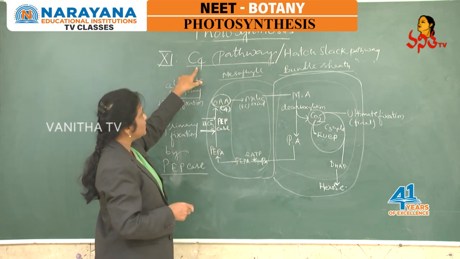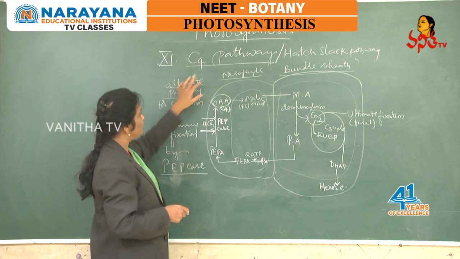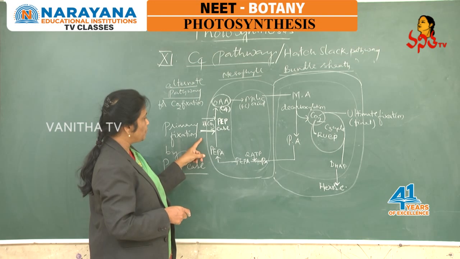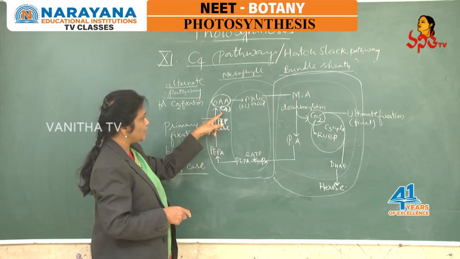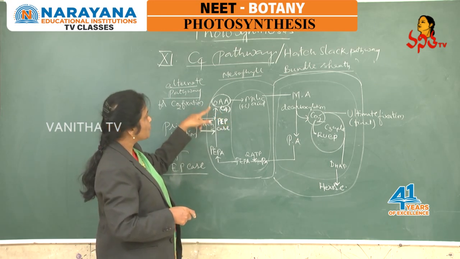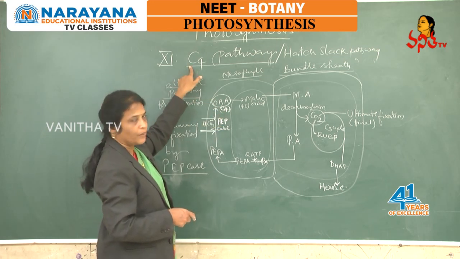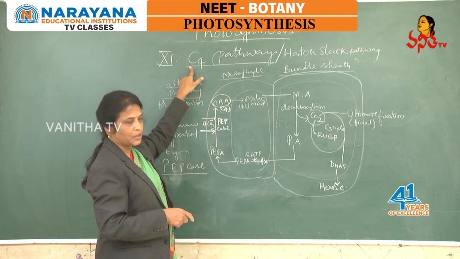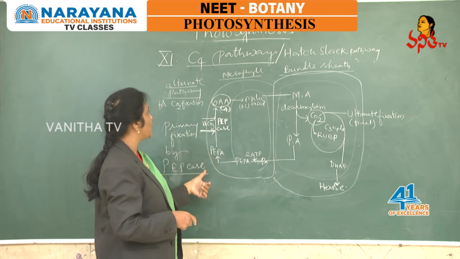But why the C4 pathway? Why is it named so? Because during this pathway, due to the fixation of carbon dioxide, the first product formed is oxaloacetic acid, which is a 4-carbon compound. As the first product formed is a 4-carbon compound, this is named the C4 pathway. Now let us follow the biochemical reactions included in the C4 pathway.